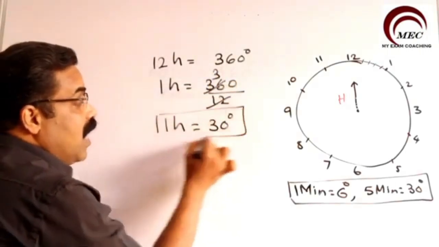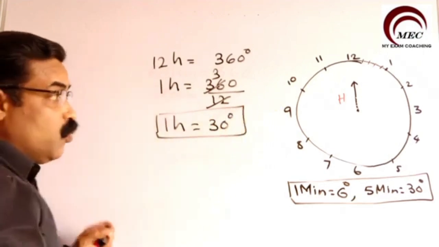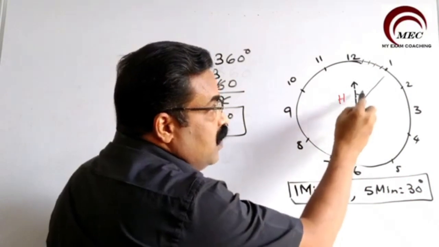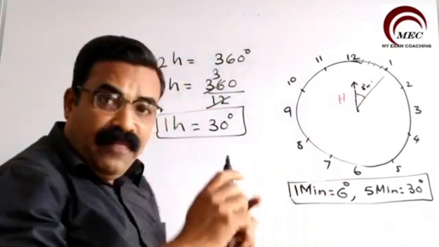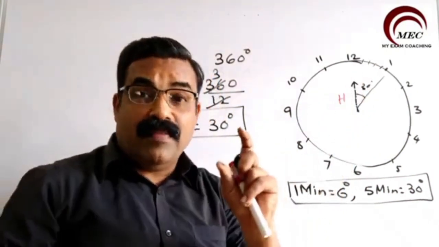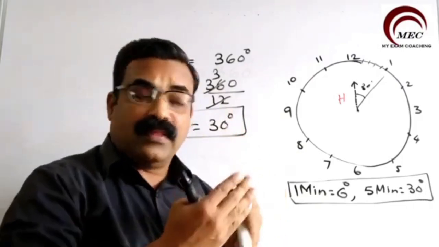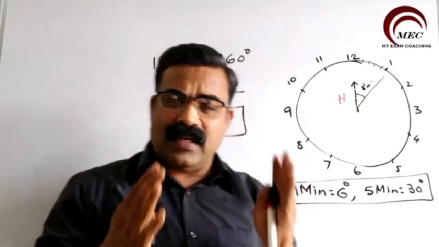By which hand? Hour hand. So 1 hour means from here to here, this angle will be 30 degree. Every 1 hour, the hour hand will make 30 degree. So these are the basic concepts, students.